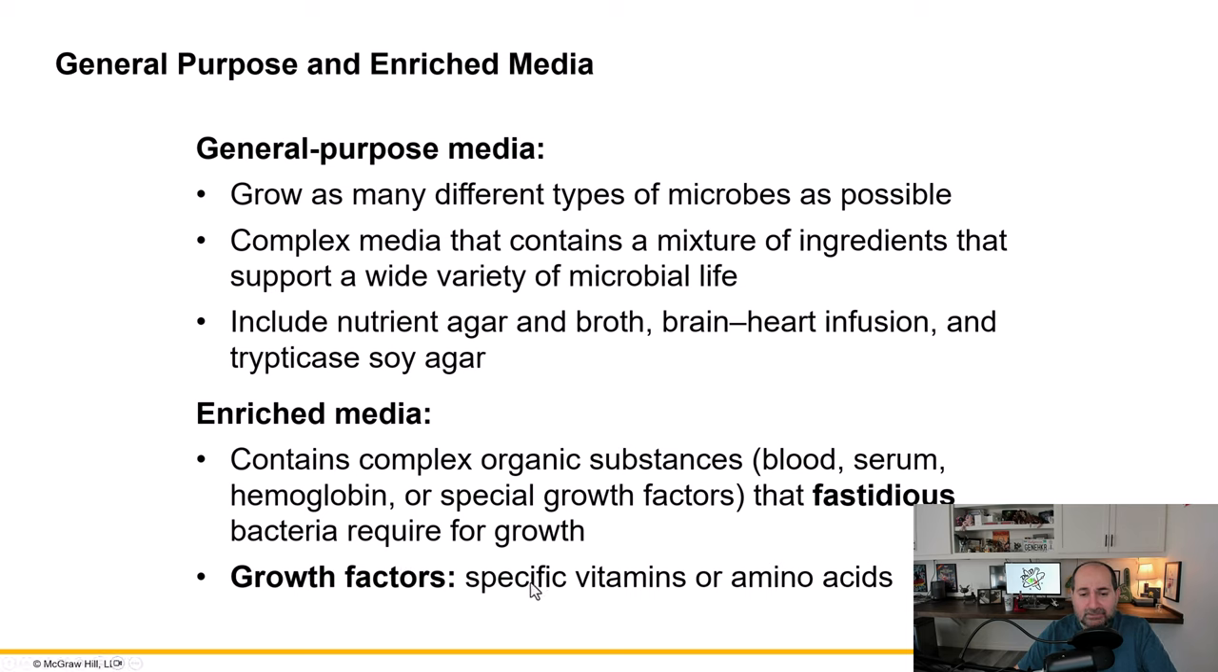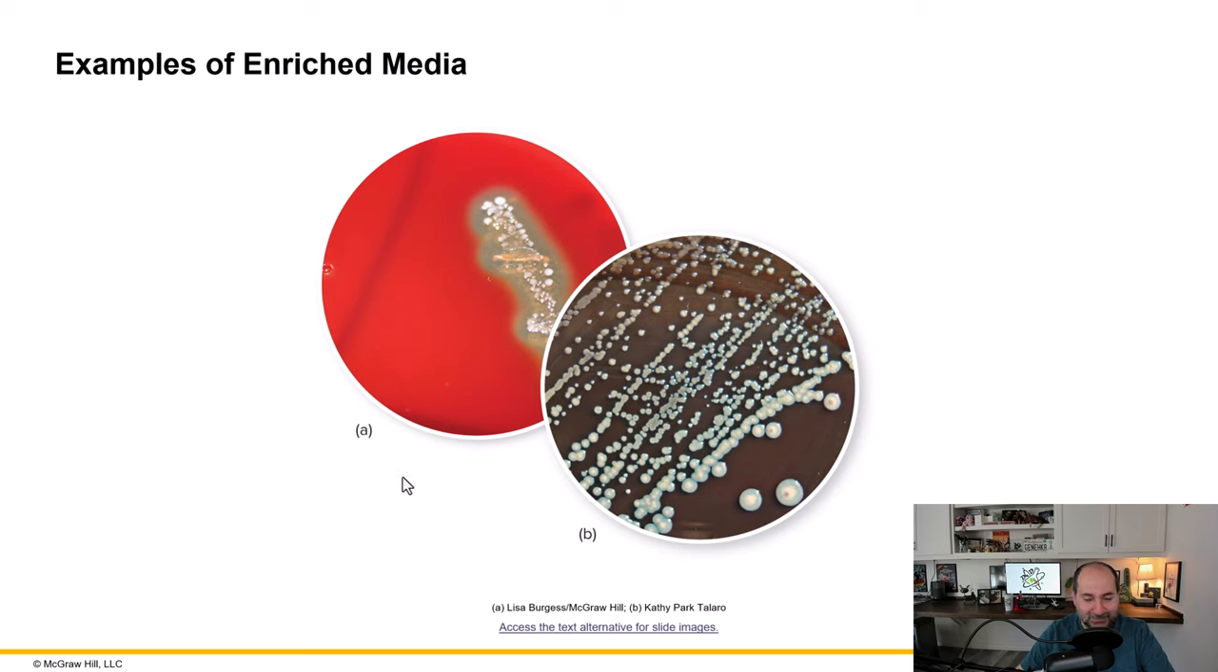Does that make sense? So, for example, you could add specific vitamins or amino acids, which would allow those fastidious microbes to grow. They're not just going to grow on any old media. Here's just a couple of examples of enriched media from your book. On the left, you have blood agar, where they have mixed usually sheep red blood with the agar. And you can see that the microbes like to grow on that type of agar. A lot of times, for instance, the streptococcus bacterium from your throat likes this enrichment. They like having that blood around for optimal growth.